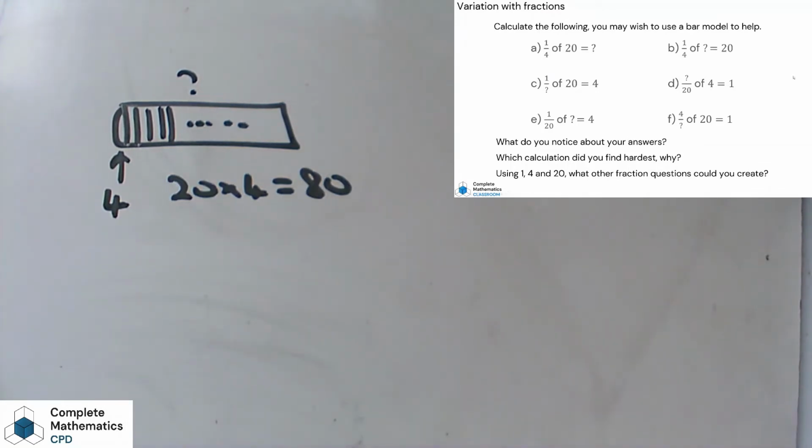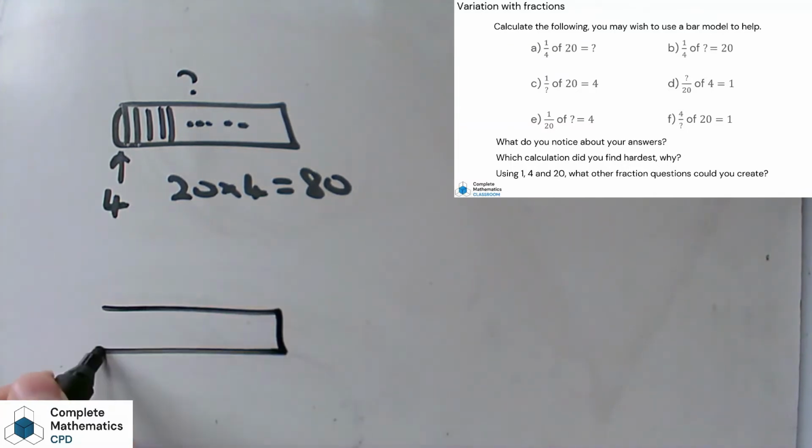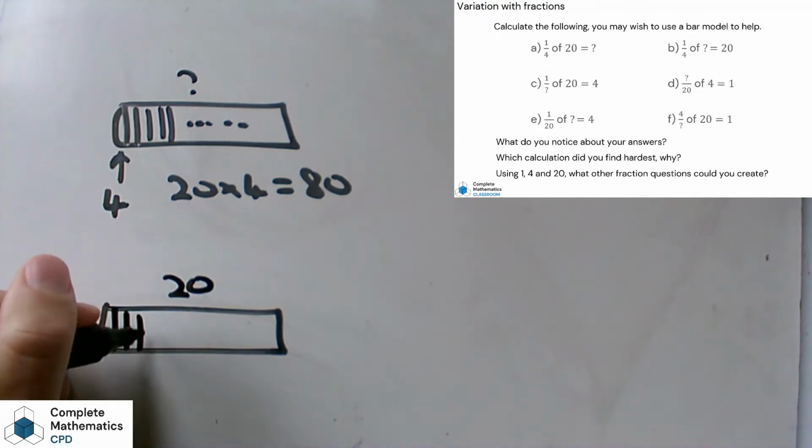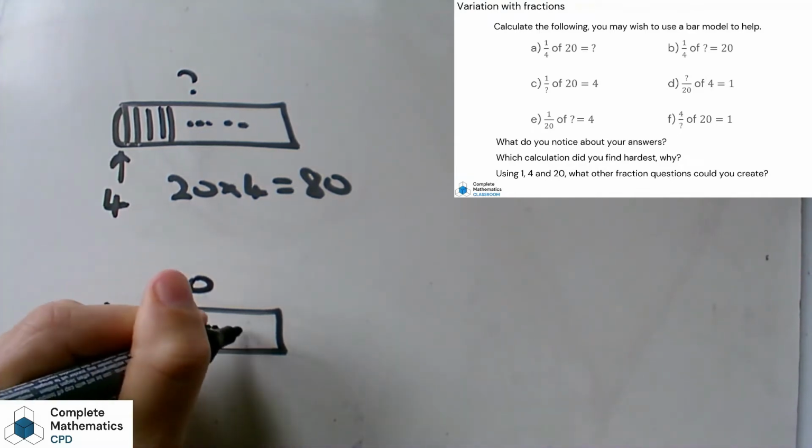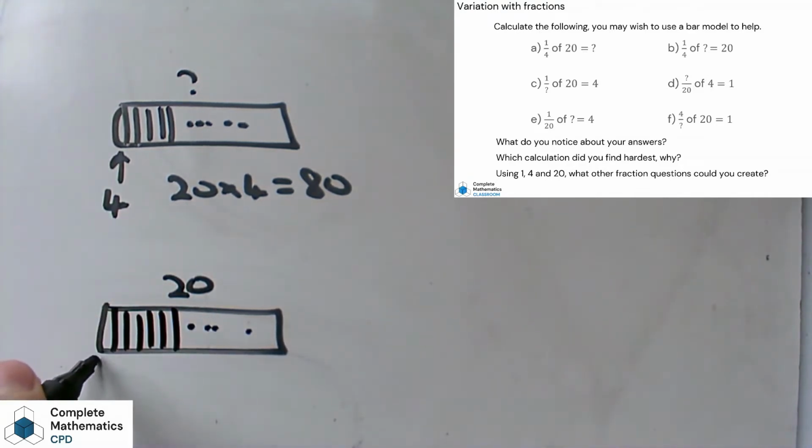And finally the last one then, so we've got this missing denominator problem again. We are told the total. We know that the total is 20, and we're told that 4 somethings of 20 is equal to 1. So we don't know how many parts we're splitting this 20 into, but we do know that 4 of them is worth 1.